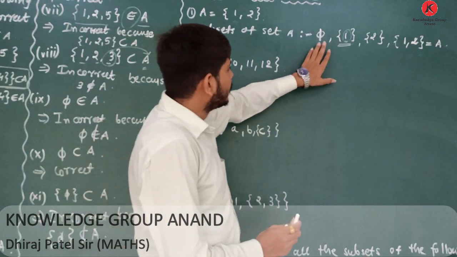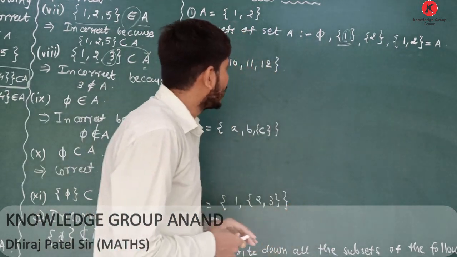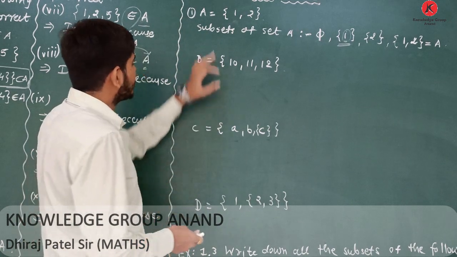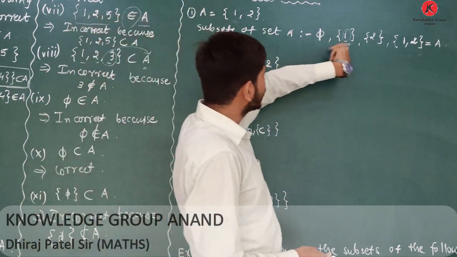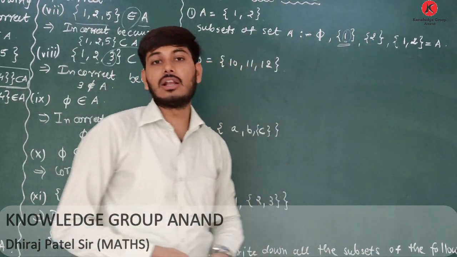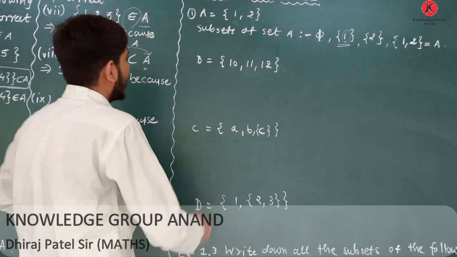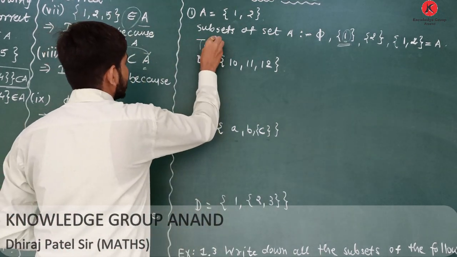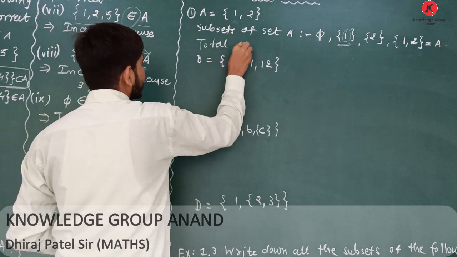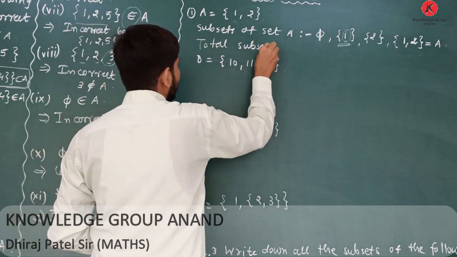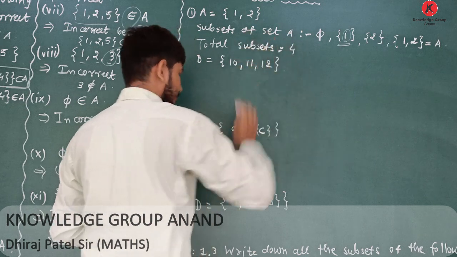Now, any further subset is not possible for this set. Therefore, the total number of subsets of set A are 1, 2, 3 and 4. Total 4 subsets are there. So I am listing out the total subsets here. Total subsets equals 4.